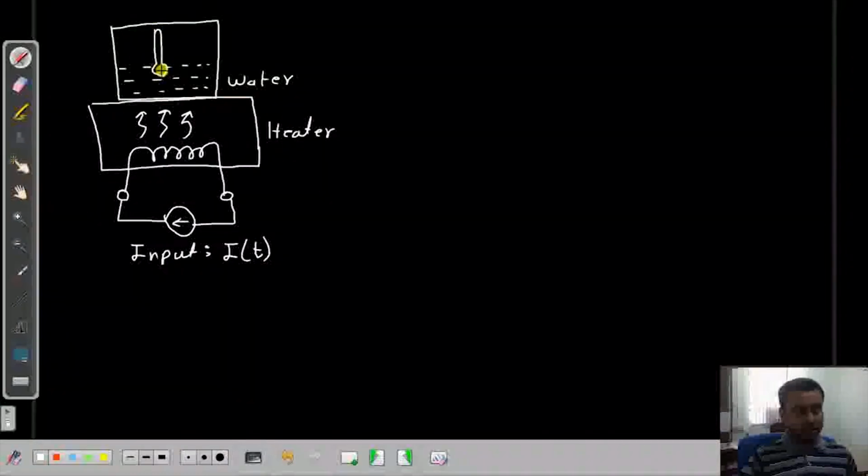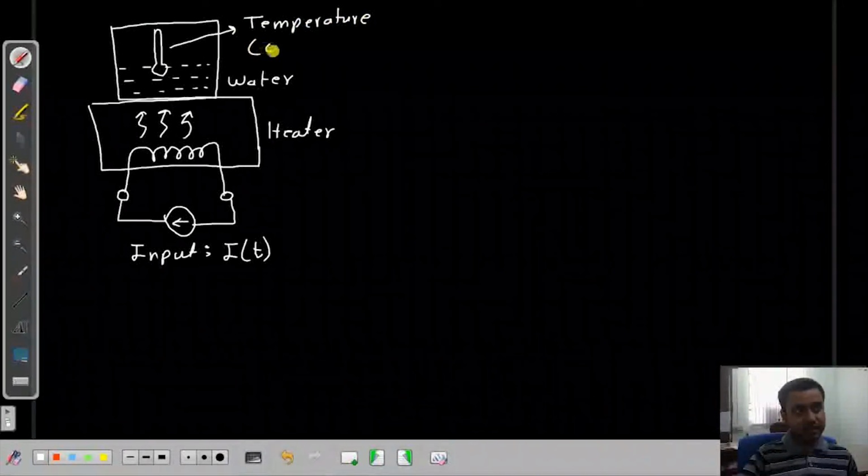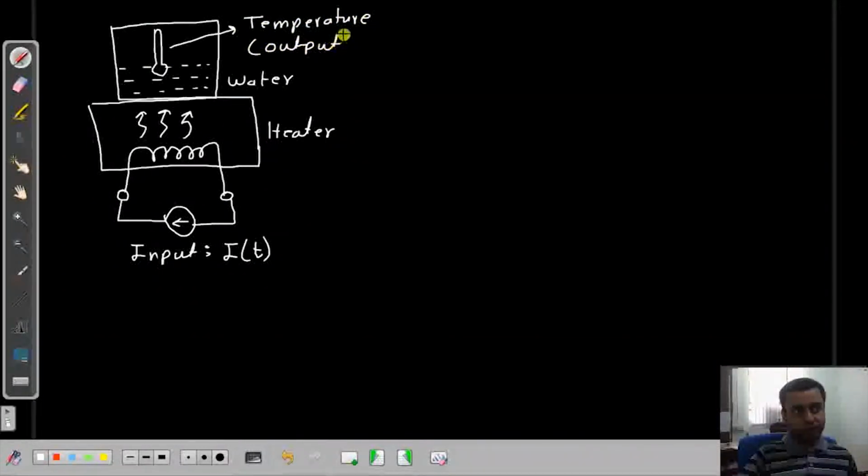inside this container, and the reading of this thermometer, that is the temperature, can be considered as the output from this system. So this is an example of a simple thermal system. Once again, you can find out the relation between the output temperature and the input current easily.